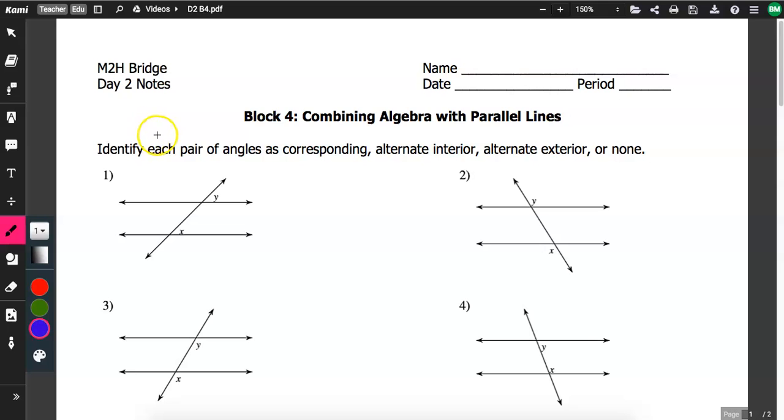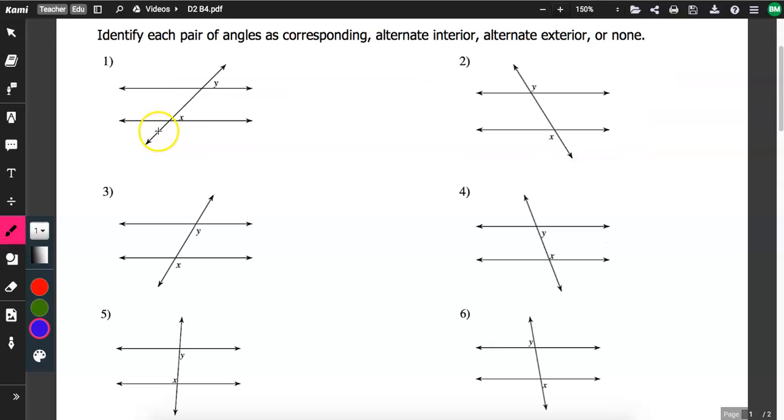So we're going to start with a bit of a warm-up here. Just the first 6 problems I want you to try on your own. It says, identify each pair of angles as corresponding, so you can label it C, alternate interior, AI, alternate exterior, AE, or none. Okay, so you can use the letters. Just label the first 6 angles as one of these 4 options, and then I'll go through them.